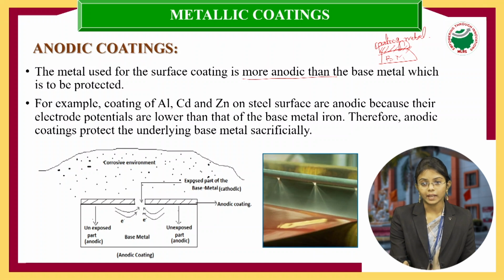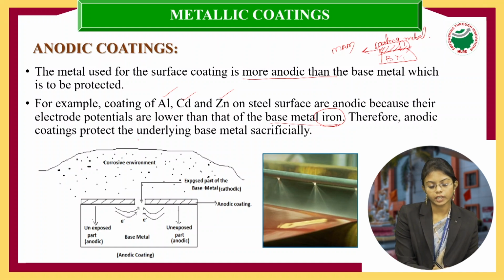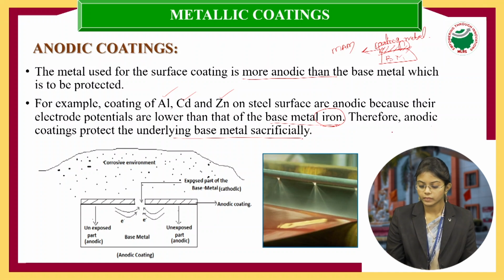Anodic means what type of metal we are going to coat? That is more active metal on the base metal. For example, these more active metals are like aluminum, cadmium or zinc on a steel surface. They are anodic because their electrode potentials are lower than that of the base metal like iron. The base metal here we are using is iron. So when we compare the electrode potentials with this base metal, it will be lower. Therefore, anodic coating protects the underlying base metal sacrificially. This is about the anodic coating. Here we are using more active metals to coat the base metal.